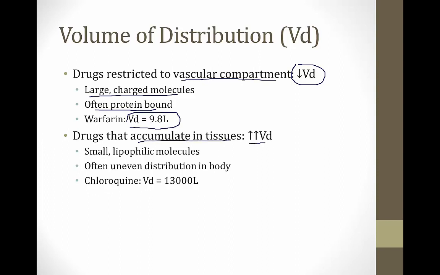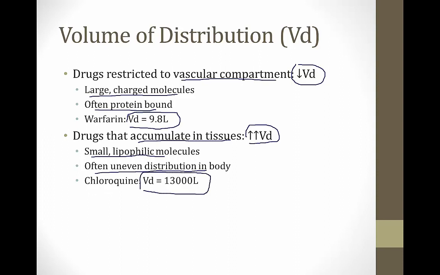On the other end of the spectrum are drugs that accumulate in tissues. These drugs can have enormous volumes of distribution. These are usually small lipophilic molecules that easily leave the bloodstream and go into tissues. They often have an uneven distribution in the body, so they're not distributed equally. And chloroquine's an example of a drug like this. It has a volume of distribution of 13,000 liters.